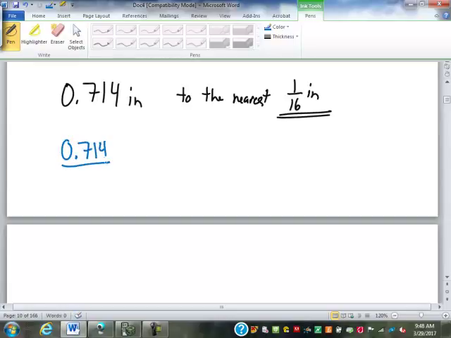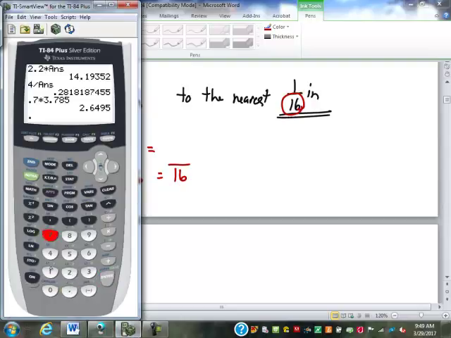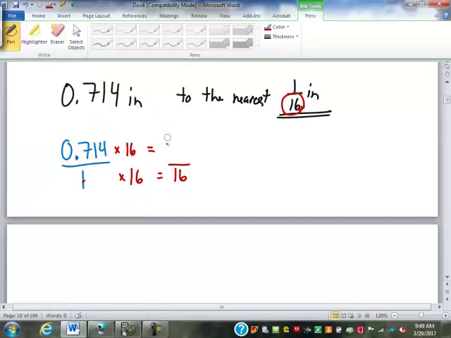Well, the easiest way to make anything into a fraction is to put it over 1. Now notice the decimal point is still in there. Right now, this has a denominator of 1. I want it to have a denominator of 16. In a fraction, I change the denominator by multiplying. So 1 times 16 gives me a denominator of 16. If I multiply the bottom of the fraction, I have to multiply the top by the same thing. So 0.714 times 16 is 11.424.